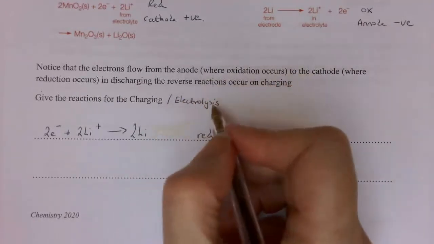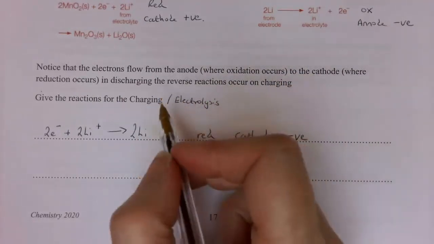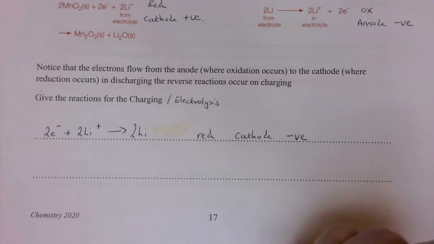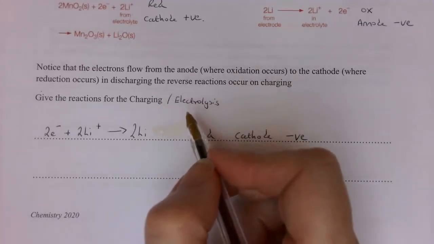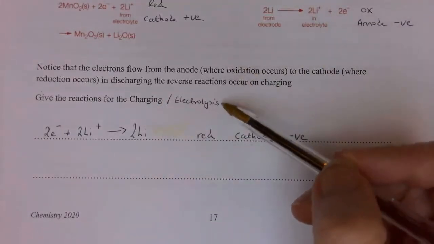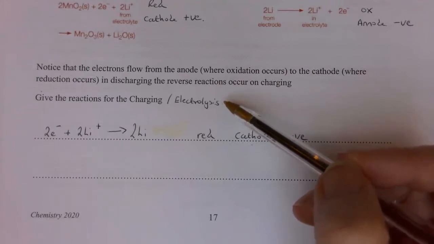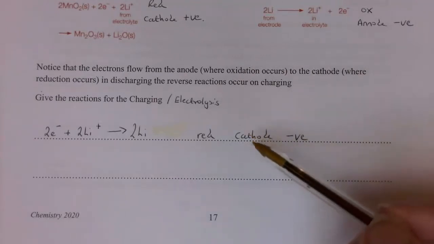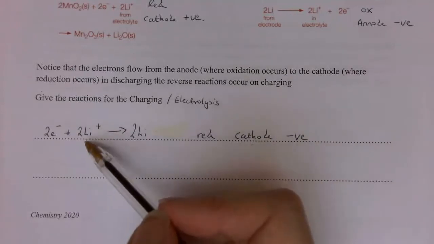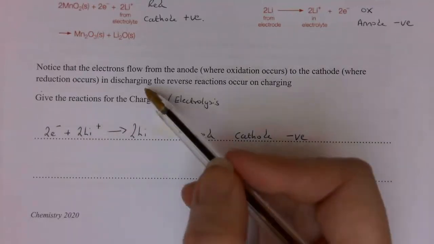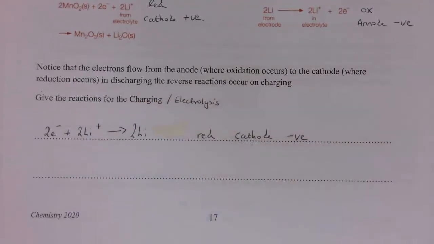So electrolysis and charging, the same idea. You've got an external power source which is driving the reaction. And that's the process you've mostly done at GCSE, electrolysis. So in electrolysis, the cathode is the negative electrode because it attracts the cations, but that's just for charging. Remember, for discharging, the cathode is the positive electrode.